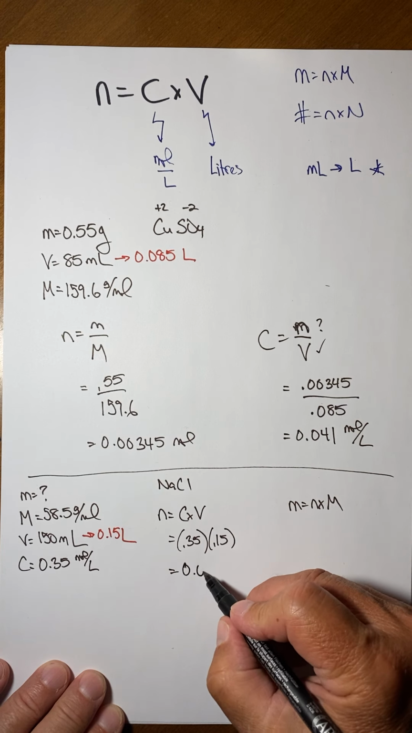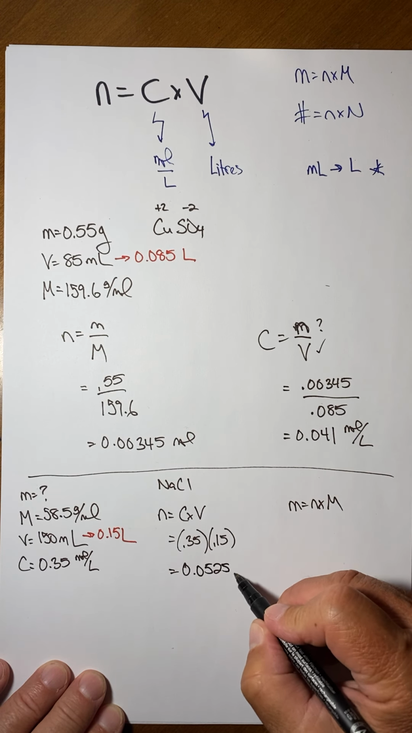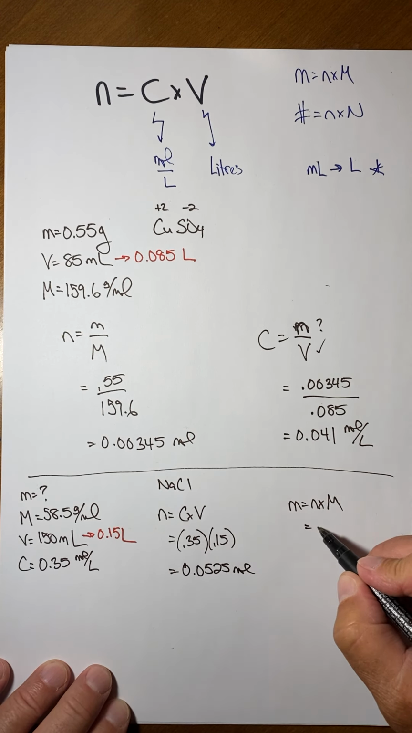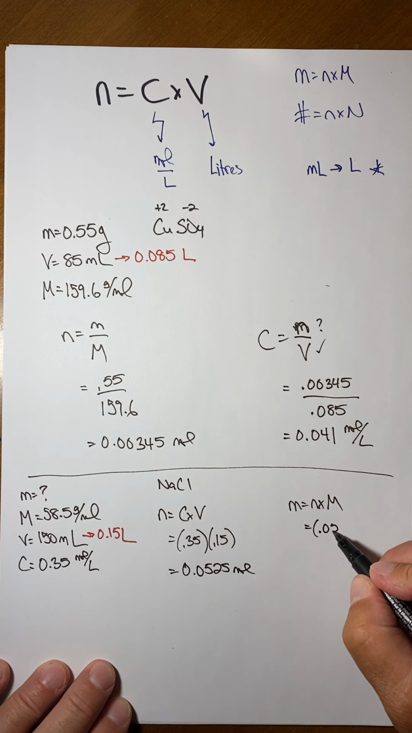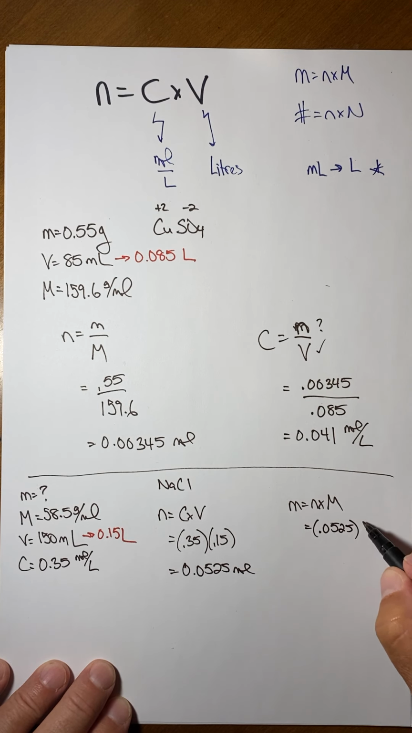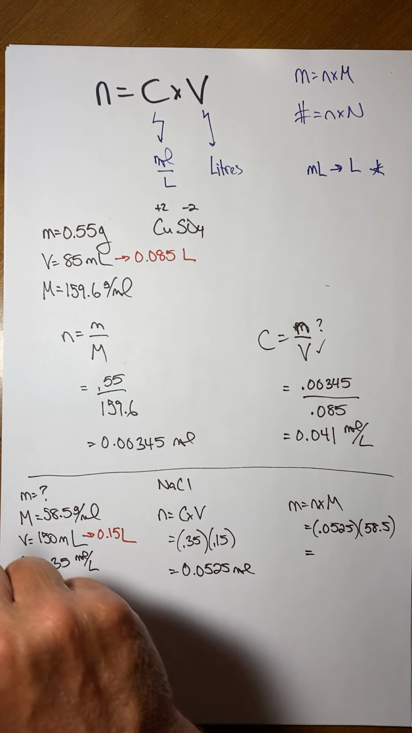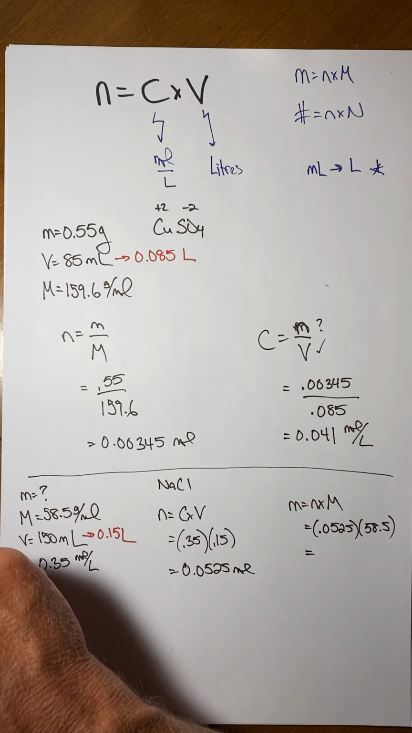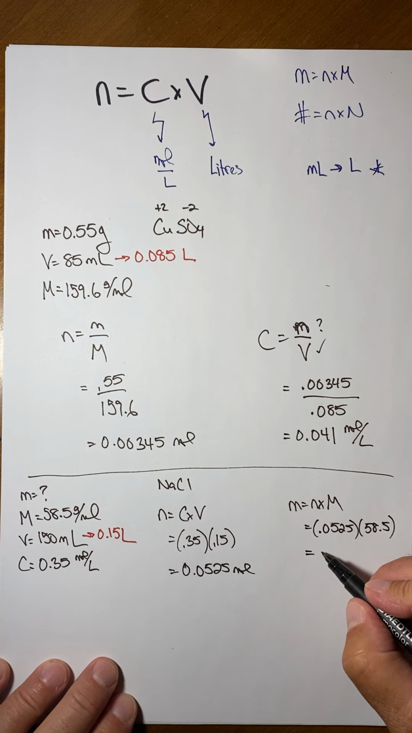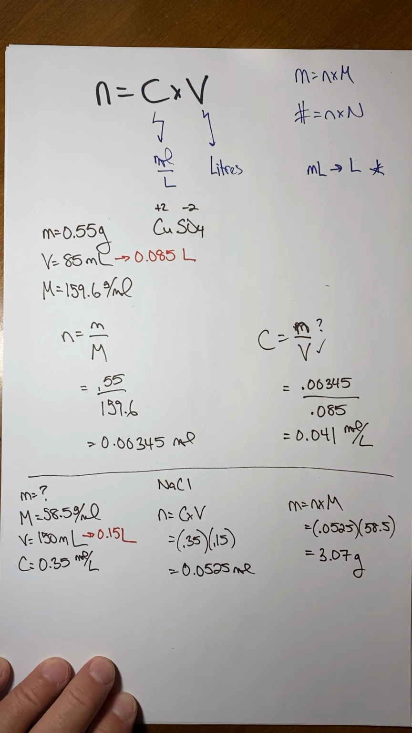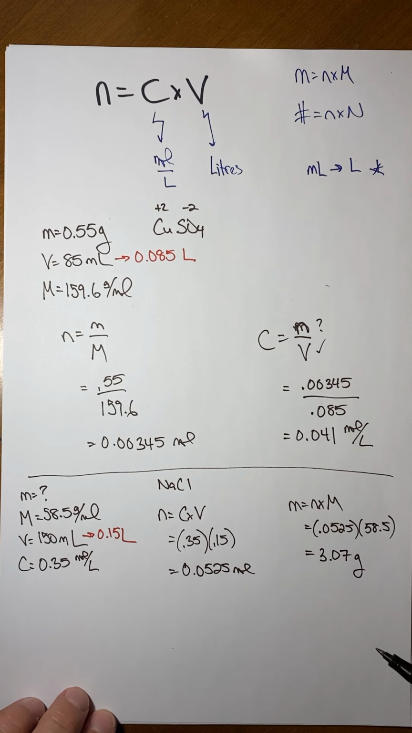When I do that, I get 0.0525 moles. Now I'm going to take that, plug it in over here, and multiply it by the molar mass, and I need to weigh out 3.07 grams. And if you watch the video, you'll now know how to make a solution.